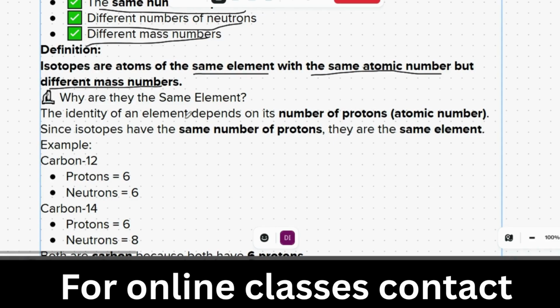Why are they the same element? The identity of an element depends on its number of protons, which is the atomic number. So the atomic number is the same. Since isotopes have the same number of protons, they are the same element.